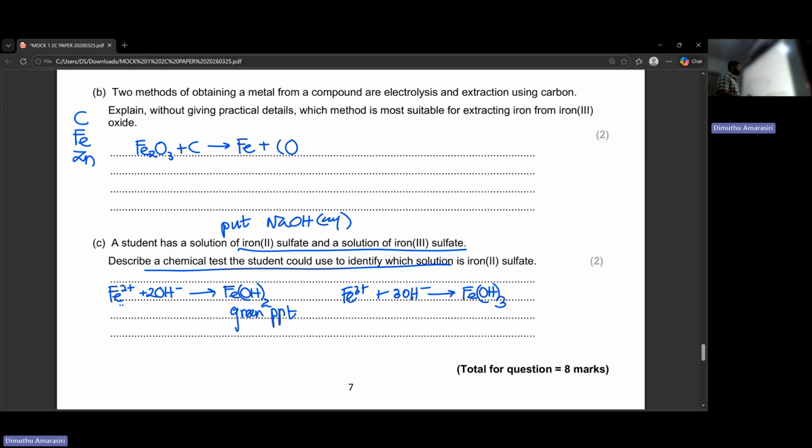Right? This will give what? Red brown precipitate. I think writing the answer for Fe2 is a mistake. If you say green precipitate is from iron 2 sulfate, red brown precipitate from iron 3 sulfate.